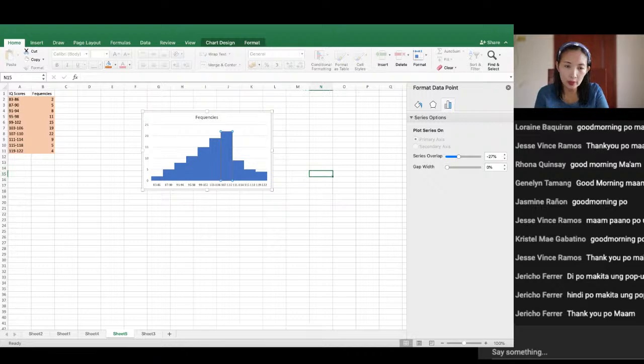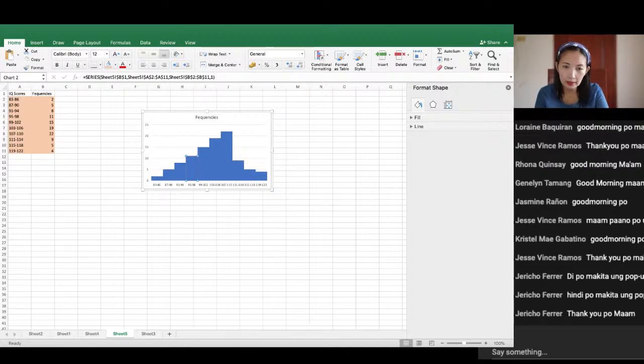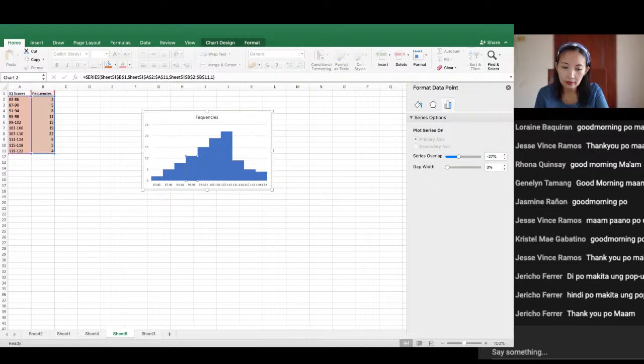Now, to distinguish one bar from the other, we can format from chart design, or here, the bucket. Click on this.